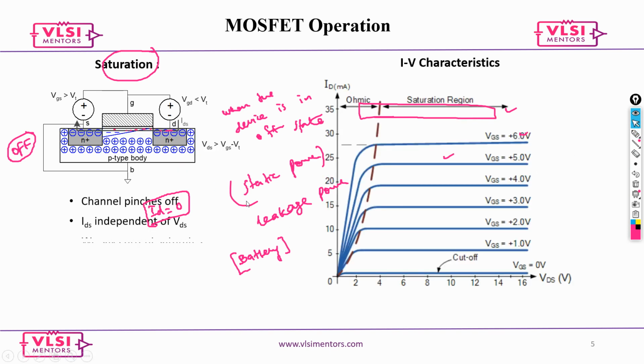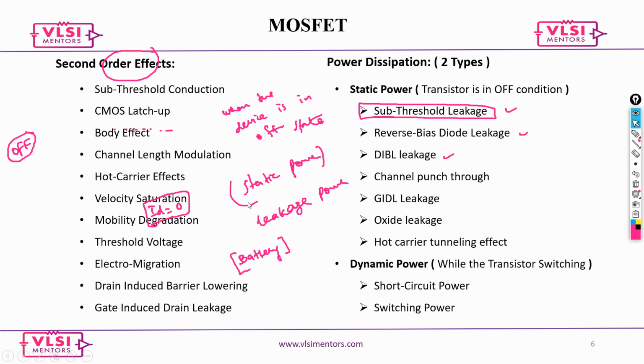When the device is in the off state, there would be power consumption. Charges get leaked or travel, and that is due to subthreshold conduction. That is what we call subthreshold leakage.